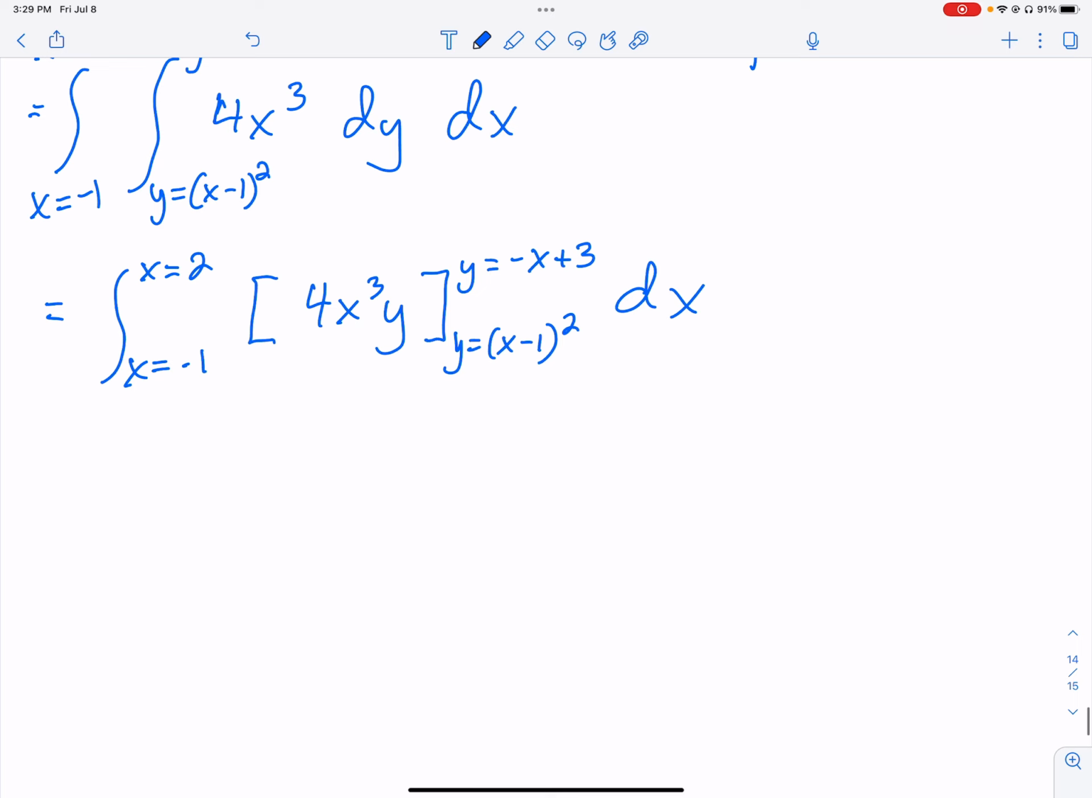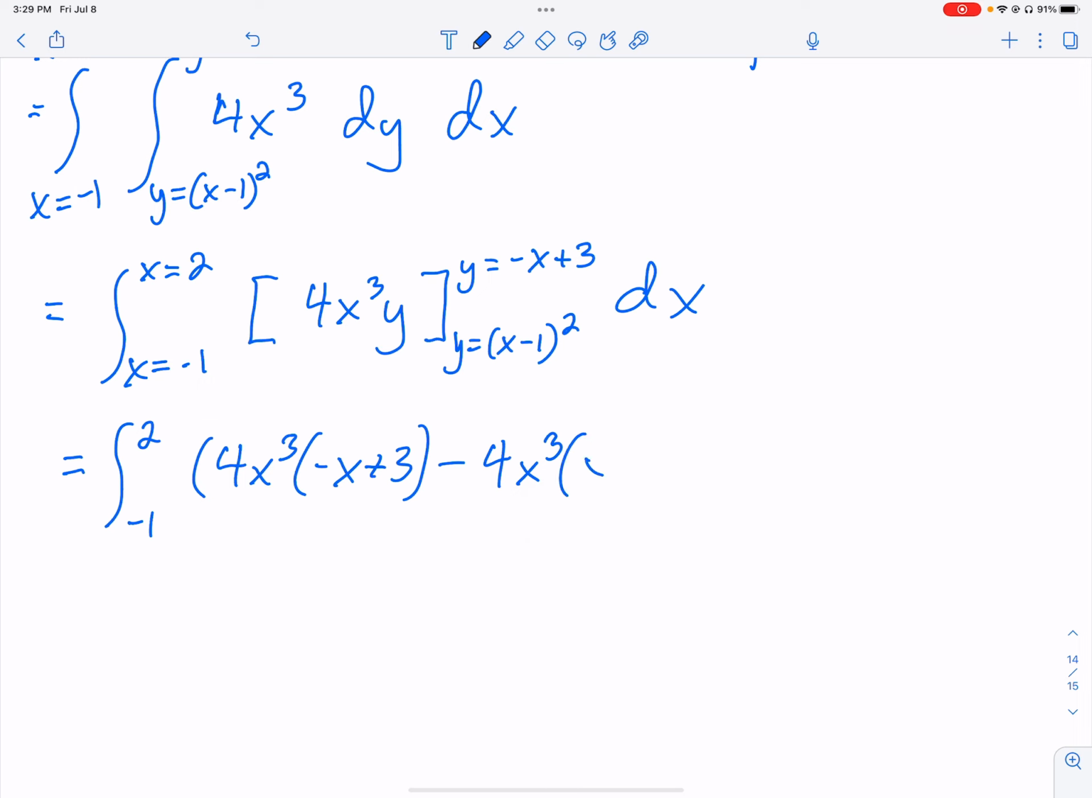All right, we could plug all that in. I'm going to save us some time on the algebra. This ends up being, I'm going to go ahead and drop my y's because that's all I'm going to have now. If I plug in each one, here I'll actually write that out: 4x cubed times negative x plus 3 minus 4x cubed times x minus 1 squared dx. We're going to want to multiply all that out. What we get when we do that, and you should do it and double check with mine.